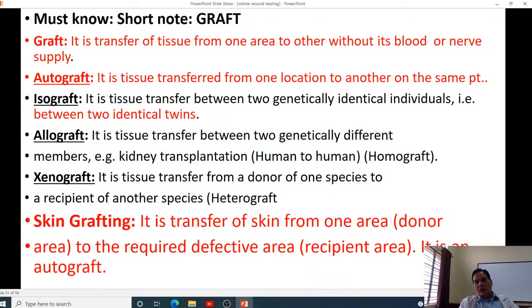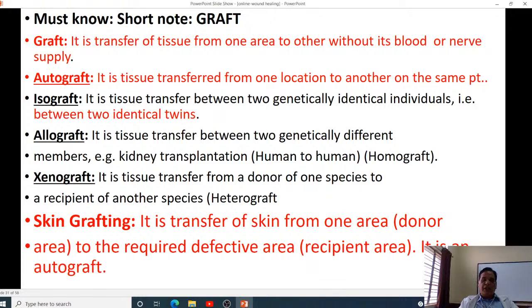Commoner than that is allograft, also called homograft. Why homograft? This is from human to human. They may be genetically different, but all transplantation done today from human to human are homograft or allograft, like kidney transplantation or heart transplantation or liver transplantation, very commonly done now. Then comes xenograft. Xenograft is not technically allowed now. It is a transfer from one species to another species.